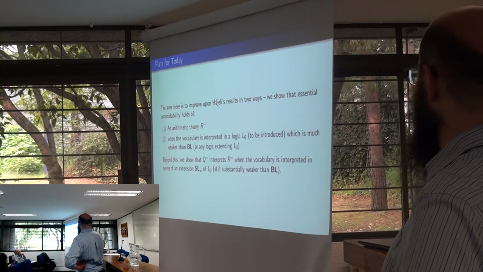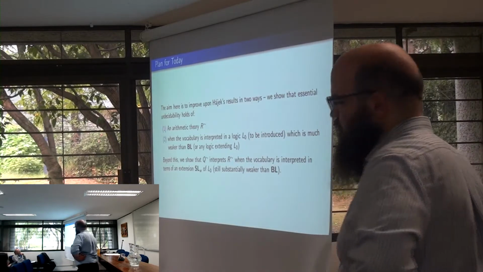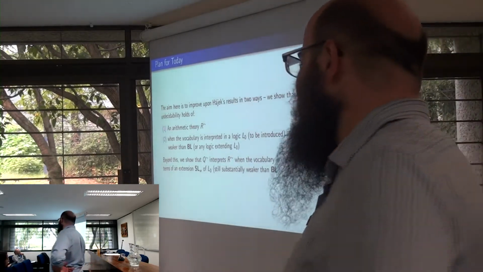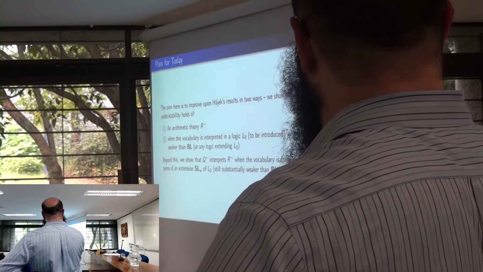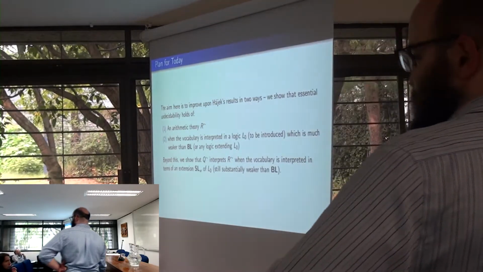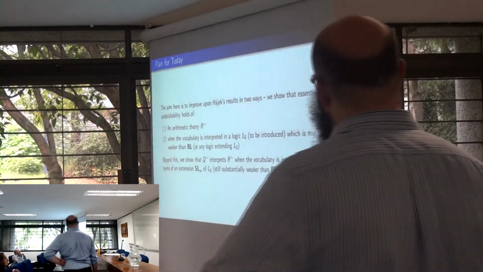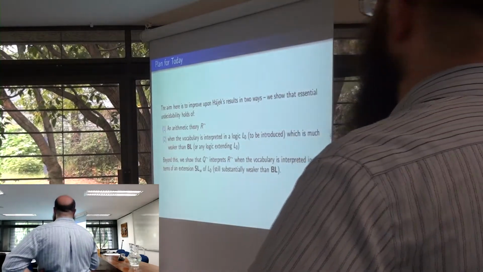But both of these logics are substantially weaker than BL. So we'll get a nice general essential undecidability theorem. And furthermore, we'll show that even though we need a few more principles to get this interpretability result, the resulting logic is still quite a bit weaker than the basic fuzzy logic. All right, so that's the plan.